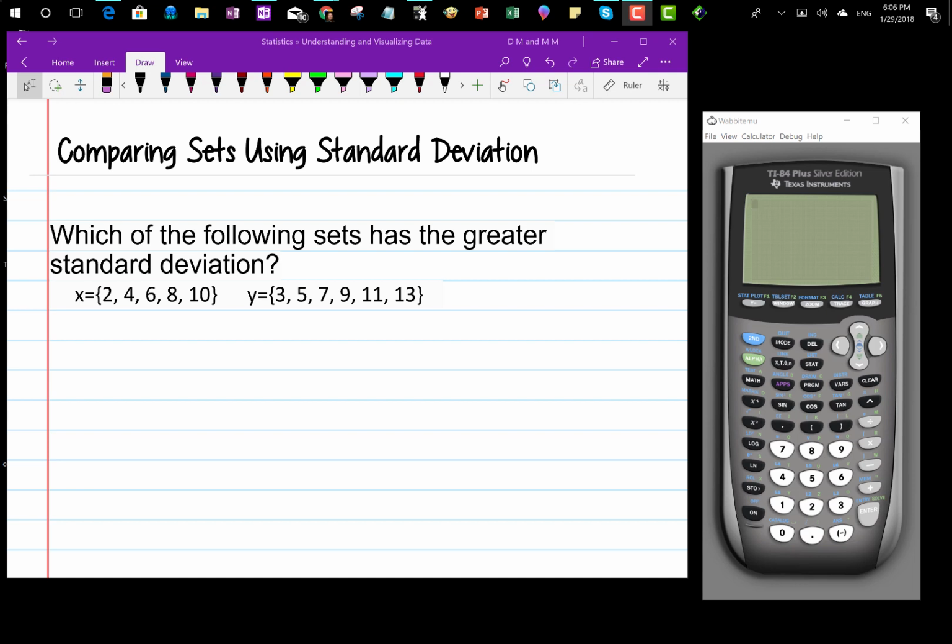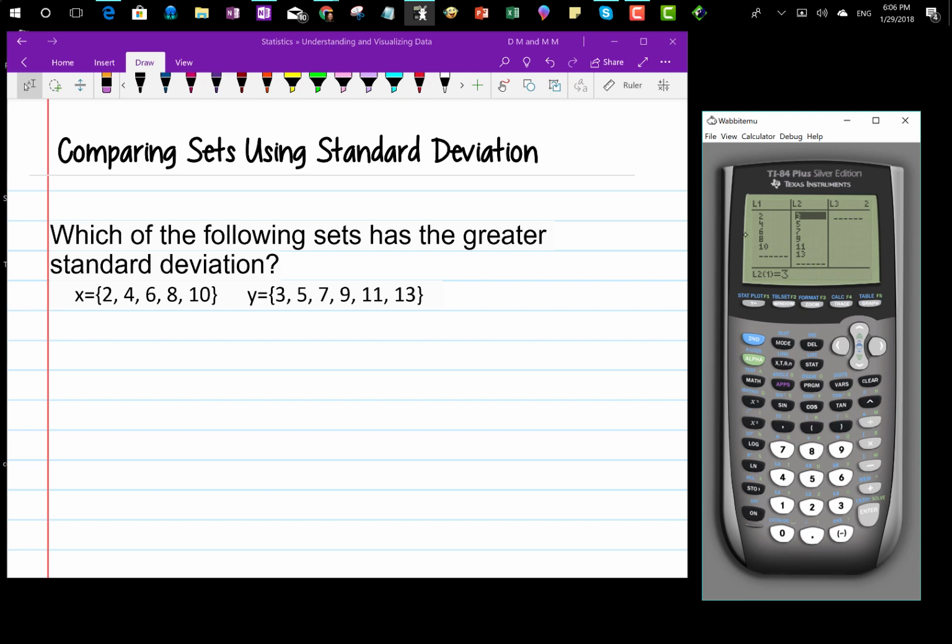So what we need to begin by doing is entering each of these data sets into its own separate list. So we'll put X in L1 and Y in L2. So I want you to pause the video here and do that. Okay, so you already have your X data in L1 and your Y data in L2.